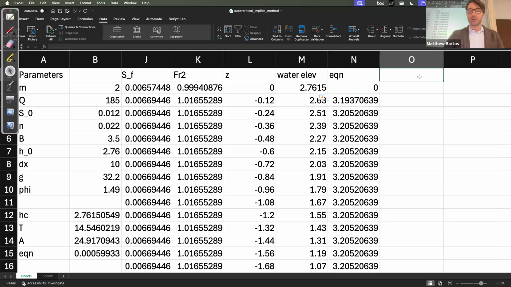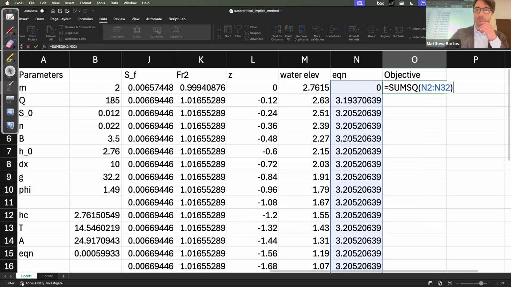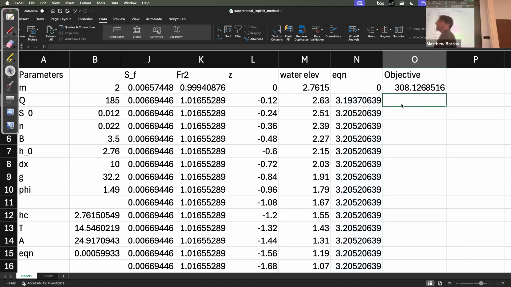So I'm going to create an objective here. And what I'm going to do is take the sum of the squares, that's SUMSQ, of N2 through N32, I believe. Yes, so sum square of N2 through N32. Okay, so that is our objective function. If this objective goes to 0, that means that all of these equations go to 0. So we can solve for all of these depths simultaneously.